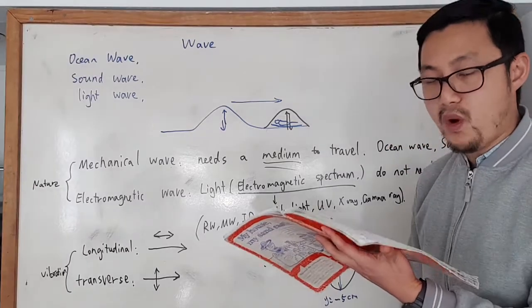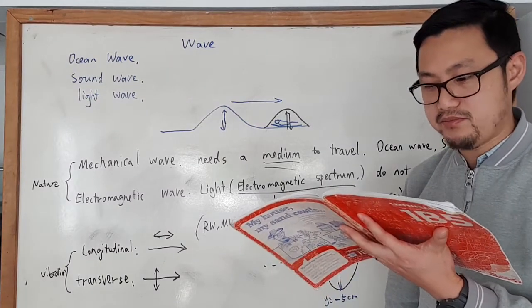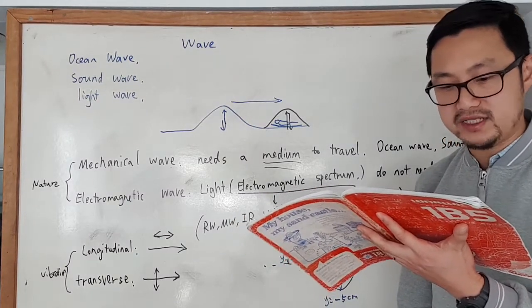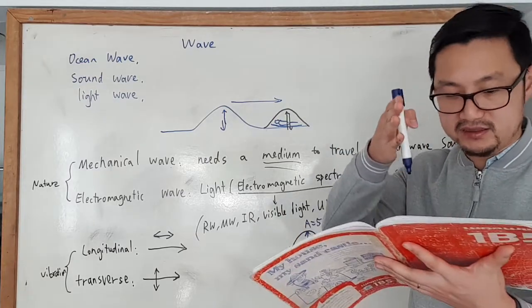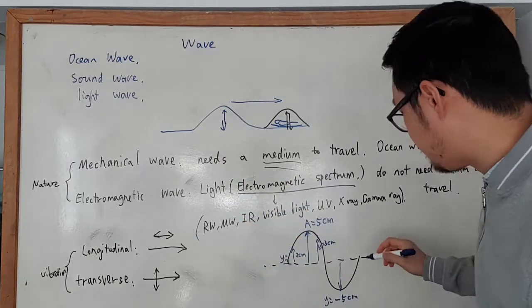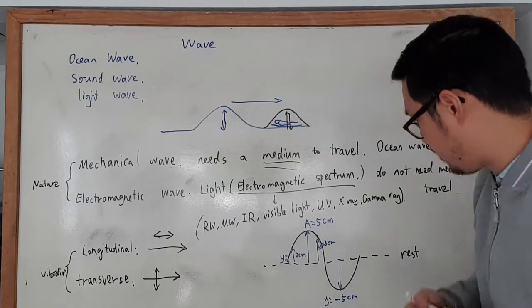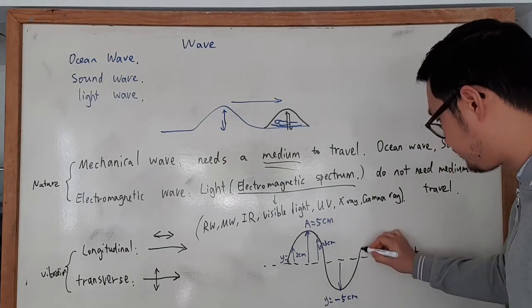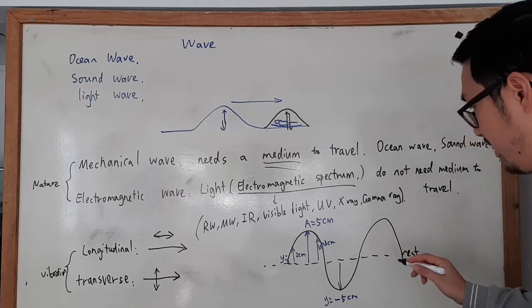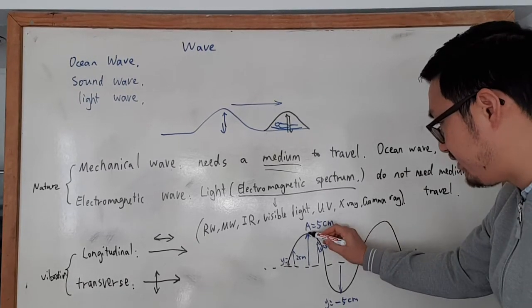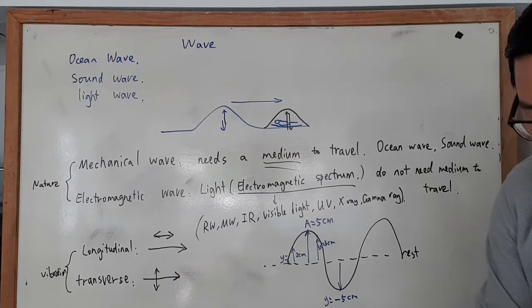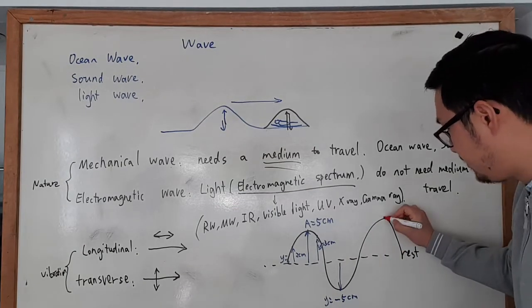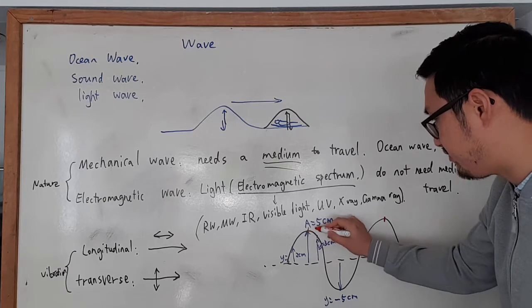And then we've got wavelength. Wavelength is the distance between two successive corresponding points in a wave. Successive means from one to another. Say I have this wave over here, what is the wavelength? If I choose this peak over here, the distance from this peak to the next peak would be the wavelength.